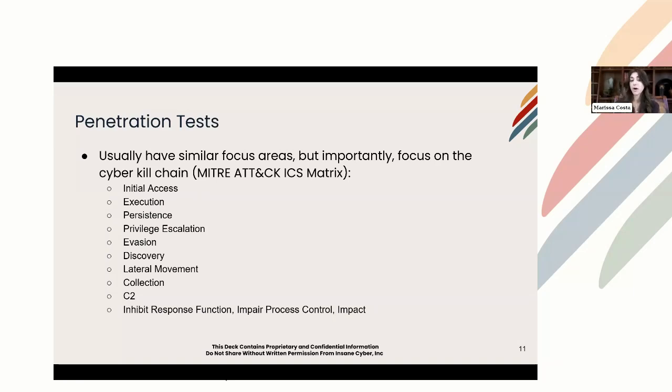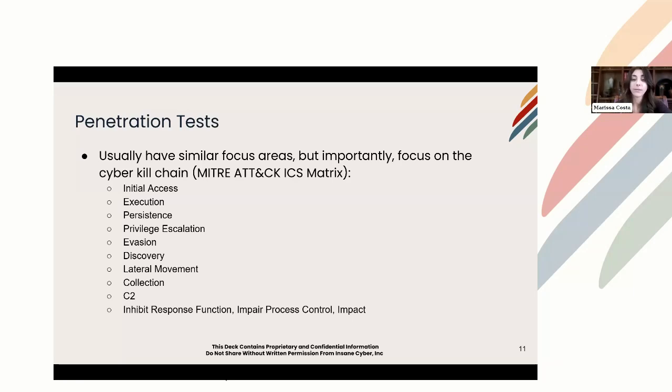Pen tests typically involve the same focus areas as vulnerability assessments, like host, network, and domain enumeration. But the identified vulnerabilities are actively exploited. So as the testers move through the kill chain, they are exploiting things to continue their progress. They typically include the tactics outlined in the MITRE ATT&CK ICS matrix that I have listed here, like initial access, privilege escalation, and lateral movement.